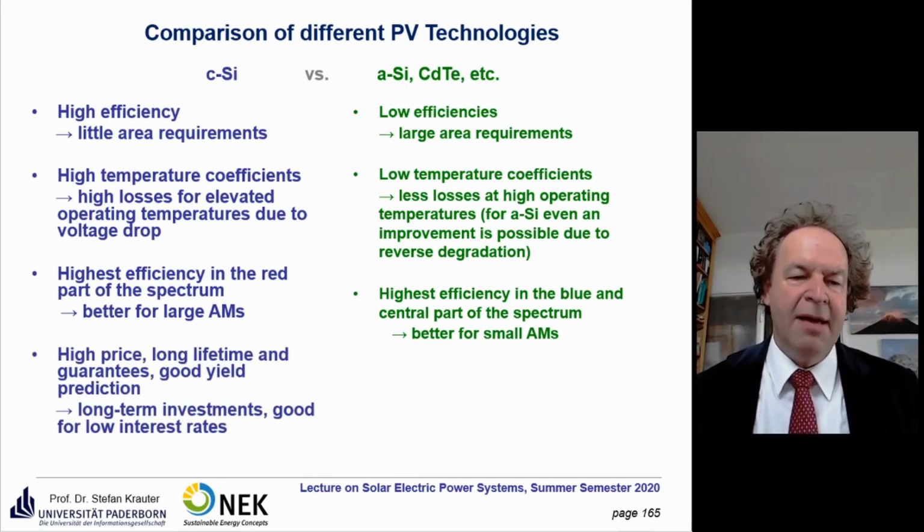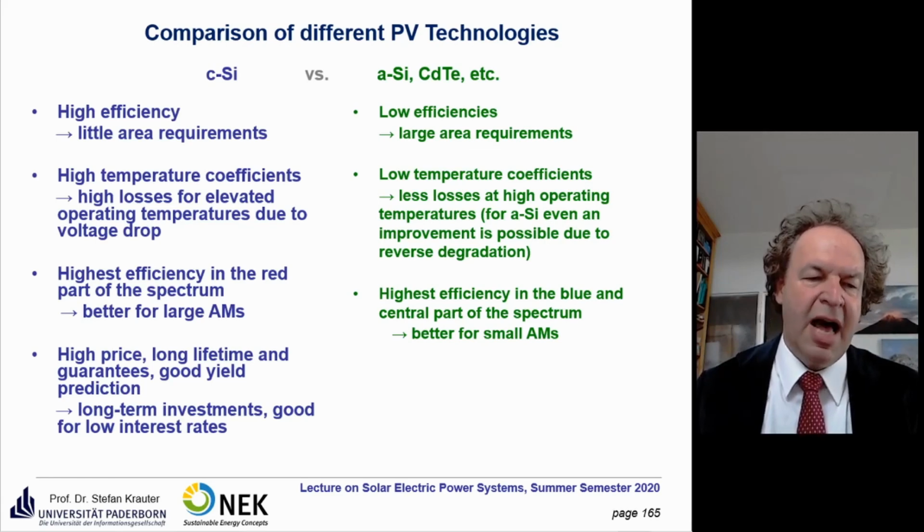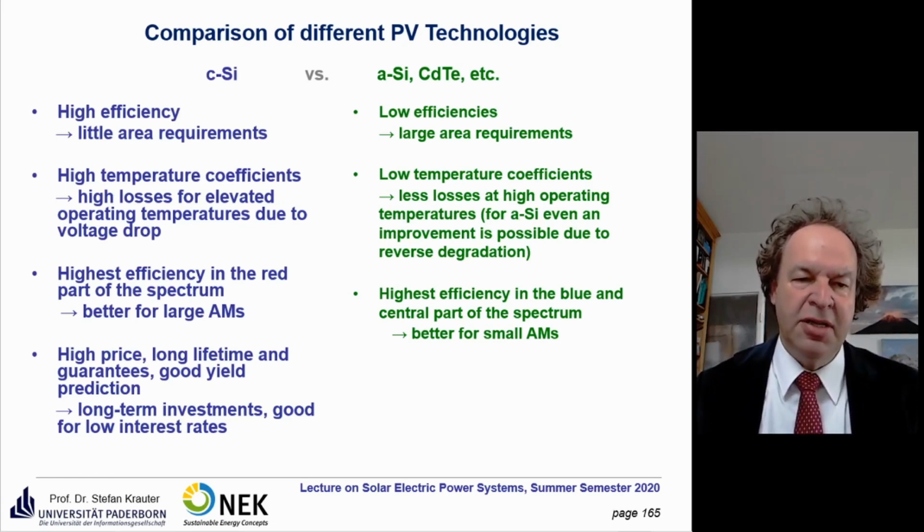The next point, high prices, long lifetime. Okay, high prices, that's not true anymore because the prices went down a lot. And nowadays they are even in the vicinity of thin film modules. So the price difference between crystalline and thin film is very small. Nowadays, this has been different a decade ago. Long lifetime, that's still true.